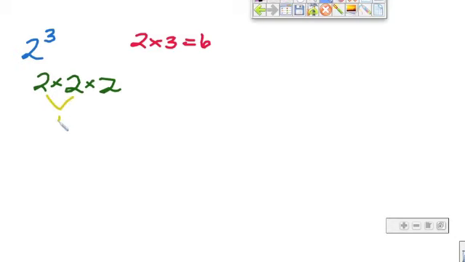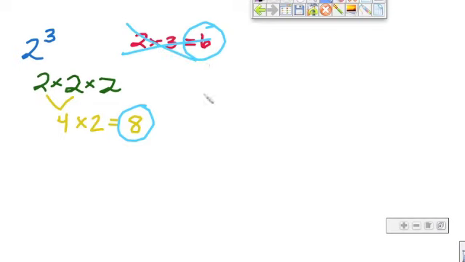2 times 2 is 4 times 2. Got to bring this down. 4 times 2 is 8. Notice I got two totally different answers. This is not the way to do it. You always just take this number and it tells you how many times to write your big number. Okay, so the answer to this was 8.